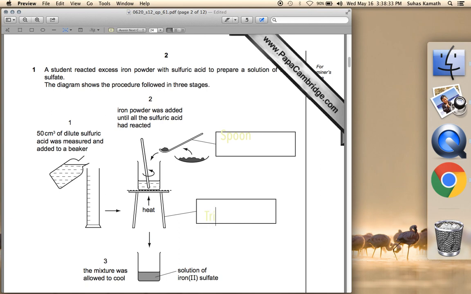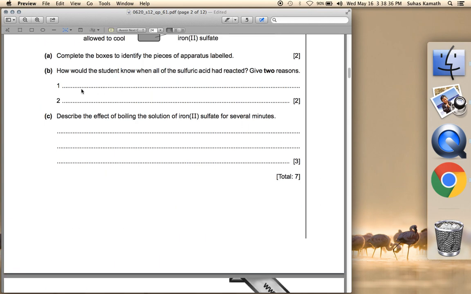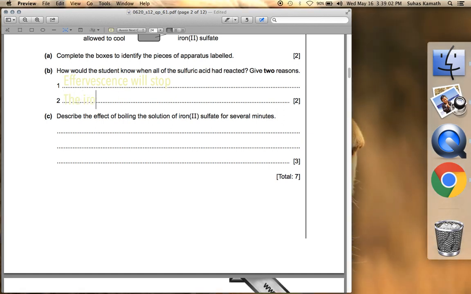It will be a tripod. And effervescence will stop. And then number 2, the iron will stop dissolving.